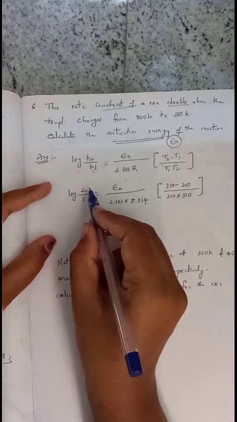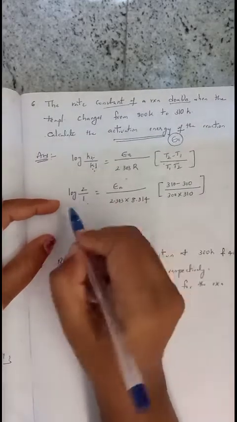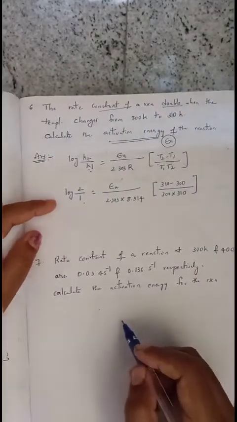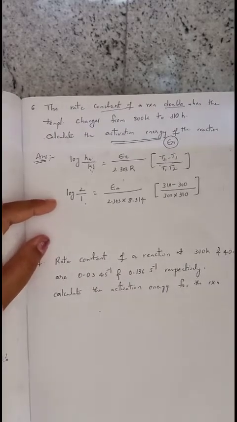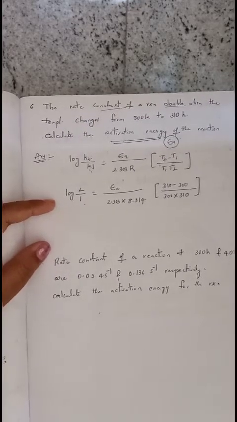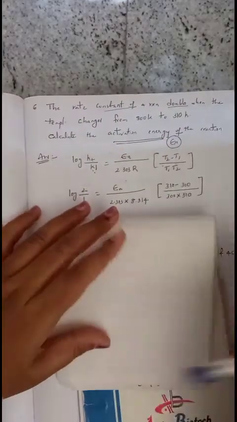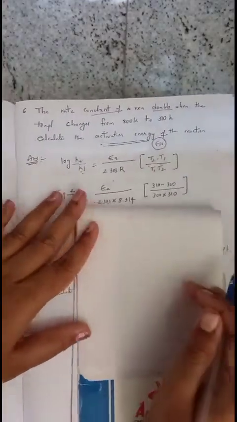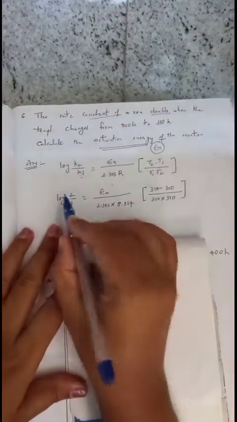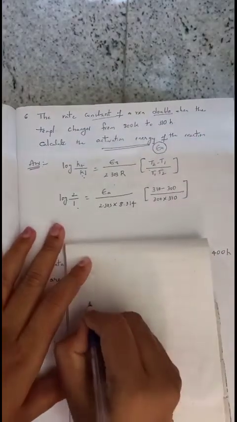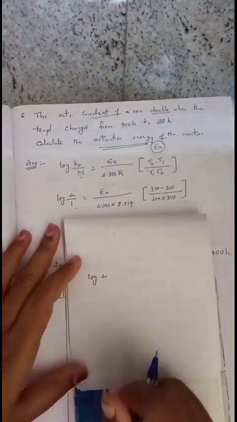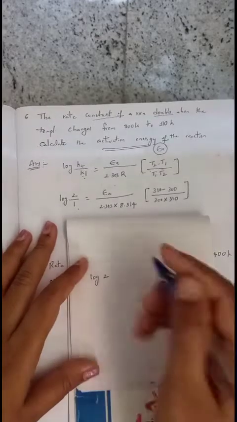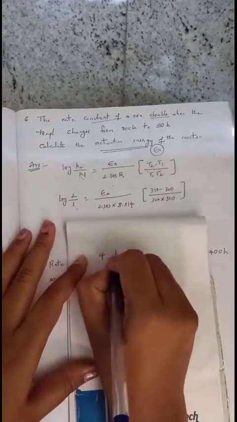Before that, you want to find out the log 2 by 1 value. 2 by 1 is nothing but 2, so you want to find the log 2 value. For any number, if you want to find its log, first you need a 4-digit number. Here we want to find log 2, but it is only a single digit, and with a single digit we cannot find a log value. You need to take at least 4 digits.